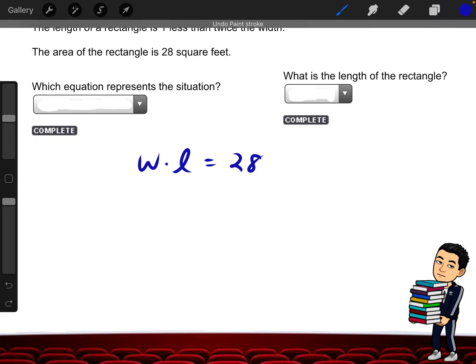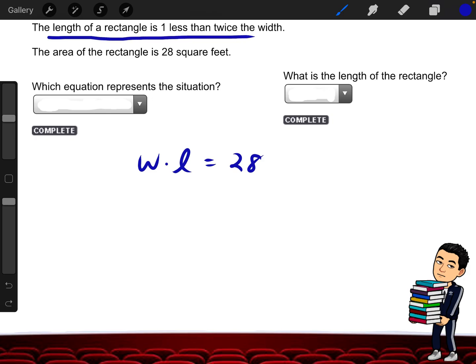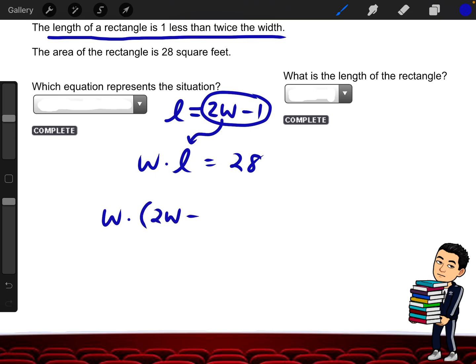So what you're going to do here is figure out what they're saying. The length of a rectangle is 1 less than twice the width. Okay, so you got two equations over here. So you can plug this 2w minus 1 into the L. So I'm going to rewrite this whole thing as w multiplied by 2w minus 1, which equals 28.